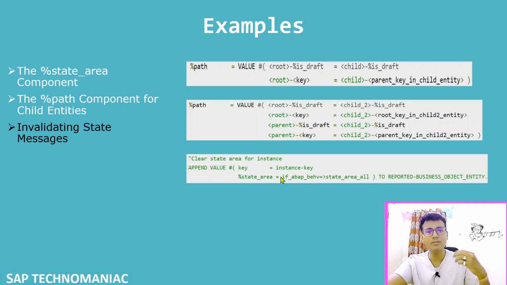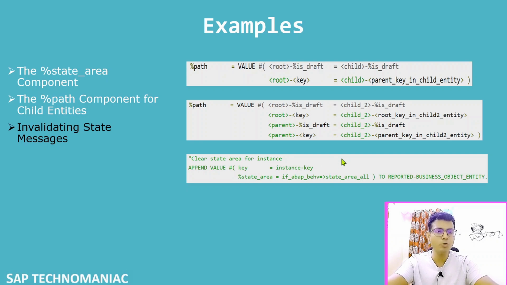Suppose you have given some message when the customer is not valid to the user, but now the user entered the correct customer. Now I want to invalidate that particular message. Since the user entered the correct value, I invalidate my message. So that invalidation we will do using this particular syntax.